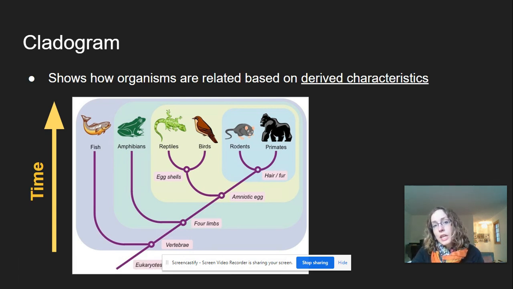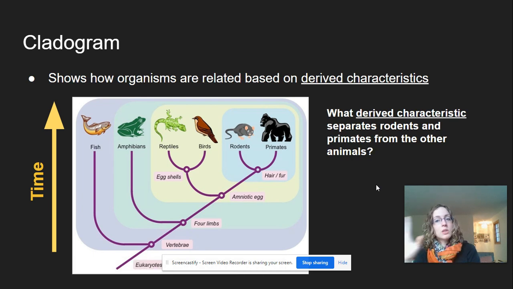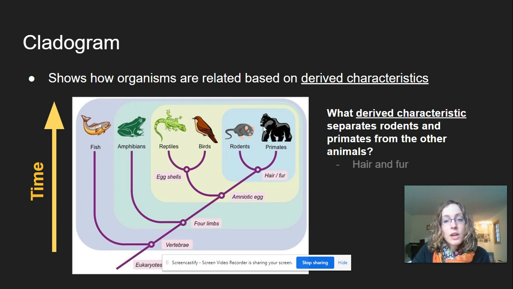You can use a cladogram to answer questions like this. You might be asked what derived characteristic separates the rodents and the primates from the other animals. If you look on the cladogram, there's a point right here for hair and fur. So that's a derived characteristic that's unique to this group. And as we've discussed, we would call this group mammals.